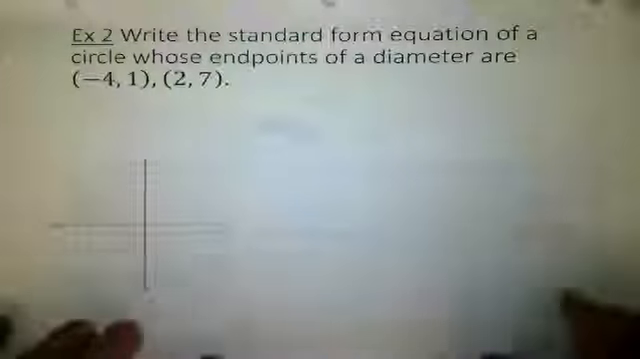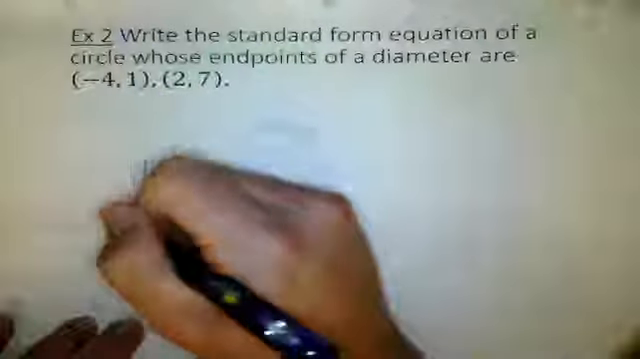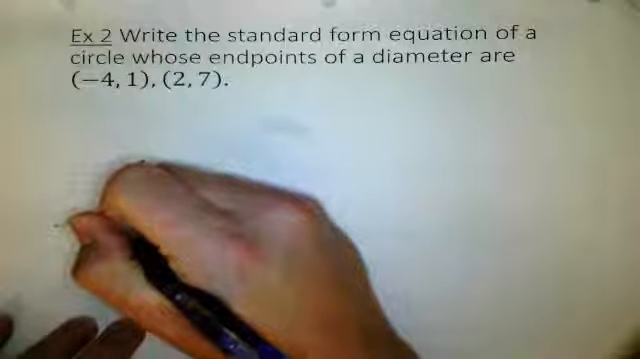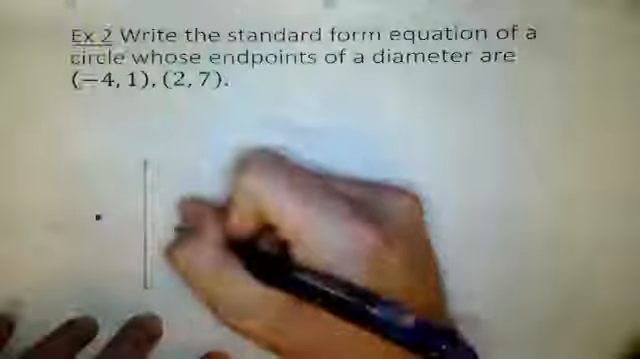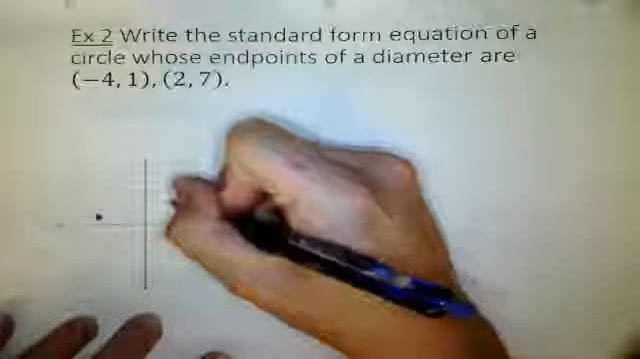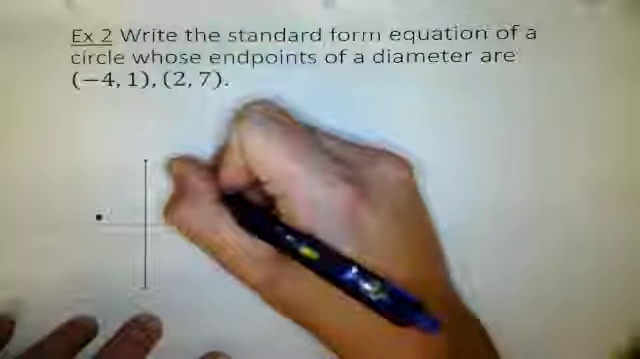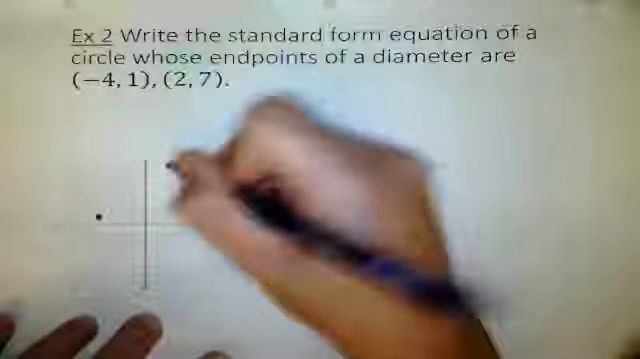So first of all, anytime you have something like this, I sketch a picture because there's so much meaning behind that picture. The first point is (-4, 1) right there. And then the point (2, 7): 1, 2, 3, 4, 5, 6, 7. You can do a rough sketch on your paper. It doesn't have to be beautiful.